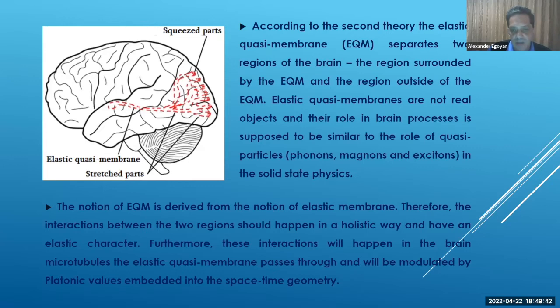And the region outside of the elastic quasi-membrane. These regions are not real objects, and their role in brain processes is supposed to be similar to the role of quasi-particles, phonons, magnons, and excitons in solid state physics. The notion of elastic quasi-membrane is derived from the notion of elastic membrane. Therefore, the interactions between the two regions should happen in a holistic way and have an elastic character. Furthermore, these interactions will happen in the brain microtubulus. The elastic quasi-membrane passes through and will be modulated by Platonic values embedded into the space-time geometry.